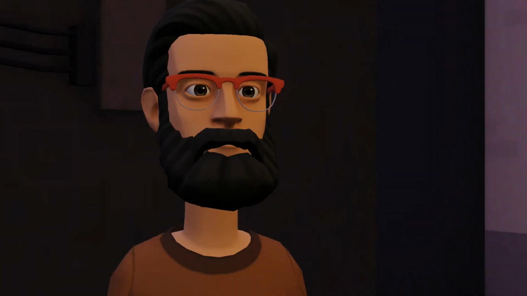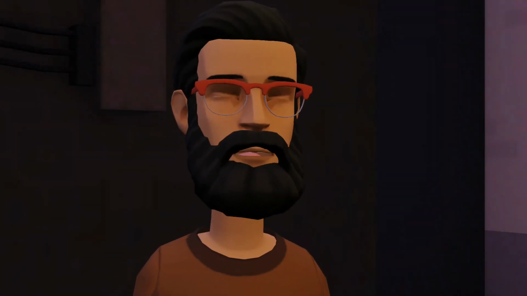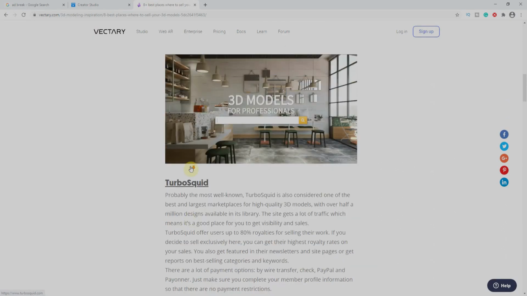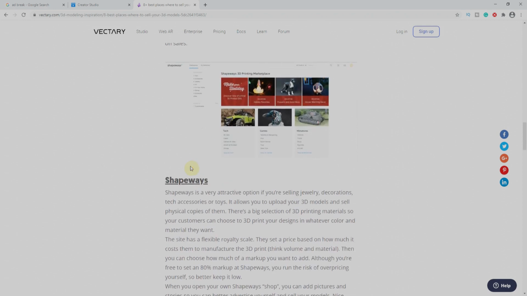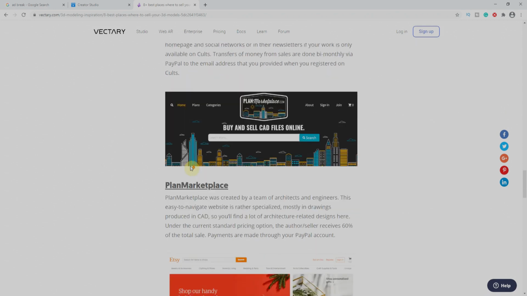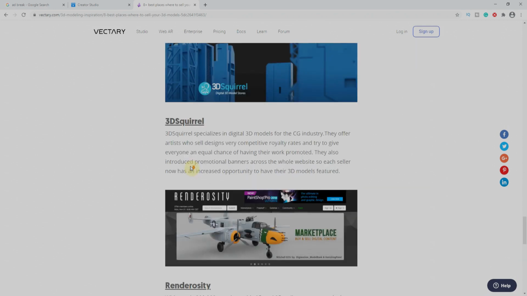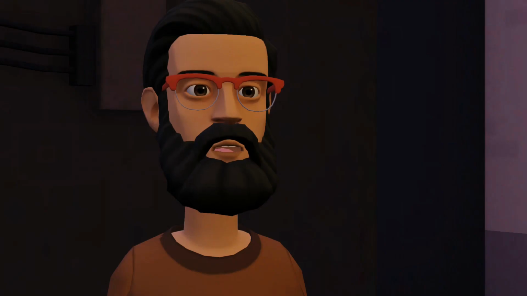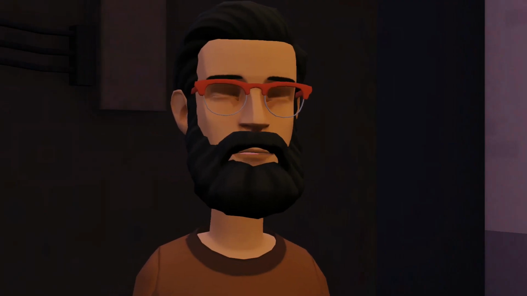Number 2, we have earn by selling 3D models. There are several websites which allow you to sell your 3D models directly to the customers. The very famous ones are TurboSquid and CGTrader. Hope you people already know this, as most artists definitely buy something from there.